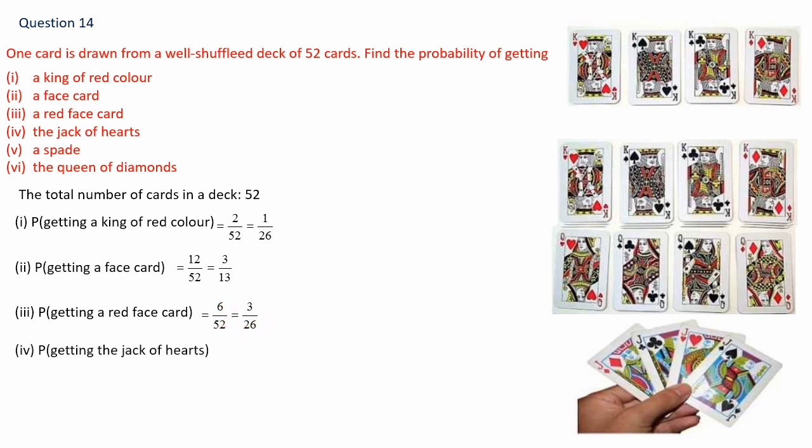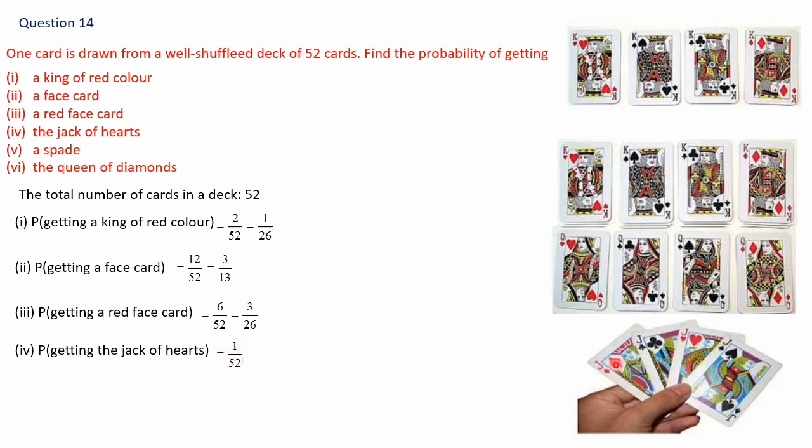Then the fourth one, probability of getting the jack of hearts. So jack of hearts, jack in the sense J of hearts. The heart symbol is this one. So J of hearts in the sense we have only one J in hearts. So the total number of outcomes is 52 and the favorable outcome is in the numerator, getting the jack of hearts.